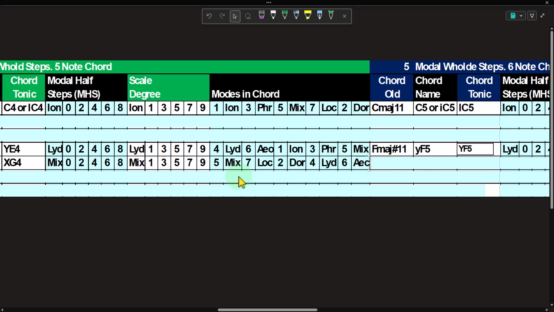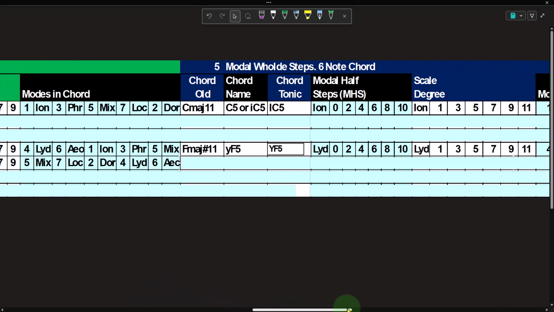So then, from a Nashville number system, I can name it. It's a 5 7 2 4 6. That's what you would hold down. Hold down the Mixolydian, Locrian, Dorian, Lydian, and Aeolian nodes, and you got it.